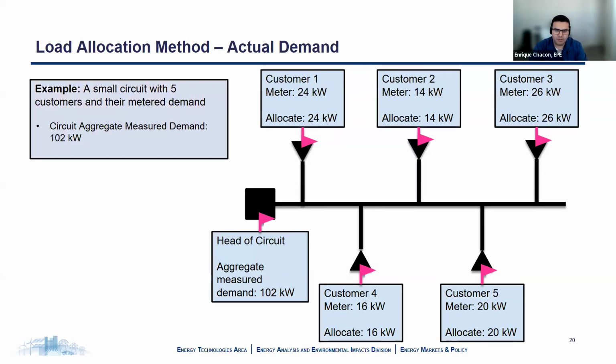And for actual demand, this one is one of the most accurate, in the sense that what's actually measured at the meter is what is allocated. I would almost think of this more as a bottom-up approach, where you add up the customers on the feeder, and at the head of the circuit, that is what the aggregate measured demand is. So in this instance, the addition of 5 customers ends up aggregating to a total of 102 kilowatts. Next slide, please.